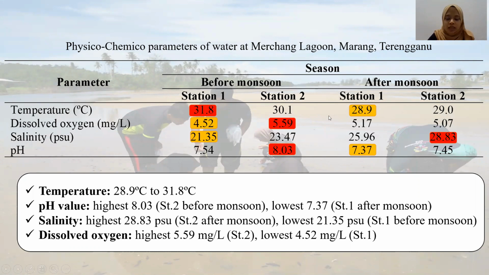The temperature changed from 28.9 degrees Celsius to 31.8 degrees Celsius. The highest pH value was 8.03 at Station 2 before monsoon, while the lowest was 7.37 at Station 1 after monsoon. The highest salinity was 28.83 PSU at Station 2 after monsoon, while the lowest was 21.35 PSU at Station 1 before monsoon. The highest dissolved oxygen was 5.59 mg per liter at Station 2, while the lowest was 4.52 mg per liter at Station 1 before monsoon.